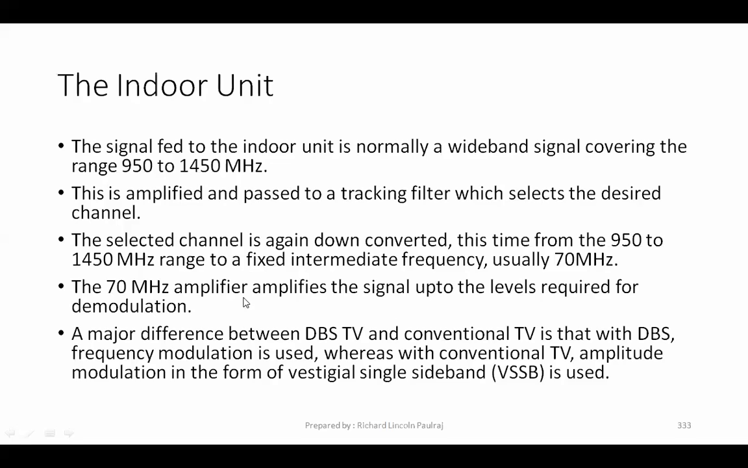So the 70 megahertz amplifier amplifies the signal up to the levels required for demodulation. So here FM demodulation is what we are talking about. A major difference between DBS TV and conventional TV is that with DBS, frequency modulation is used, whereas conventional TV uses amplitude modulation in the form of VSSB. So do you think digital form of communication is better or analog form of communication is better? Which is good?